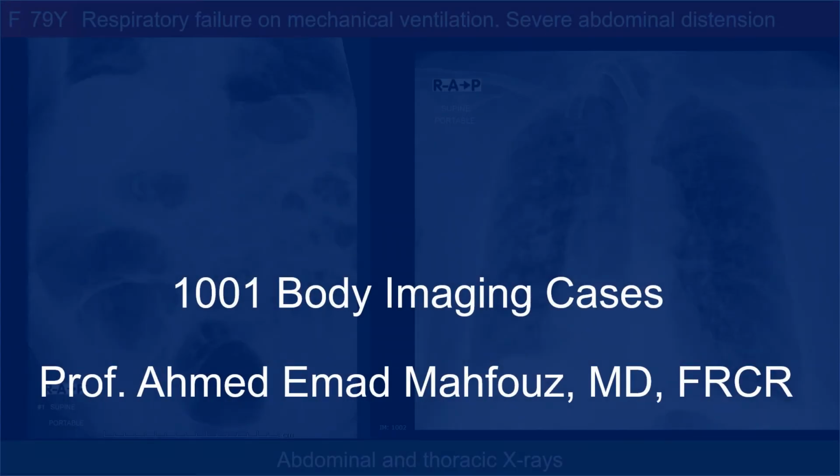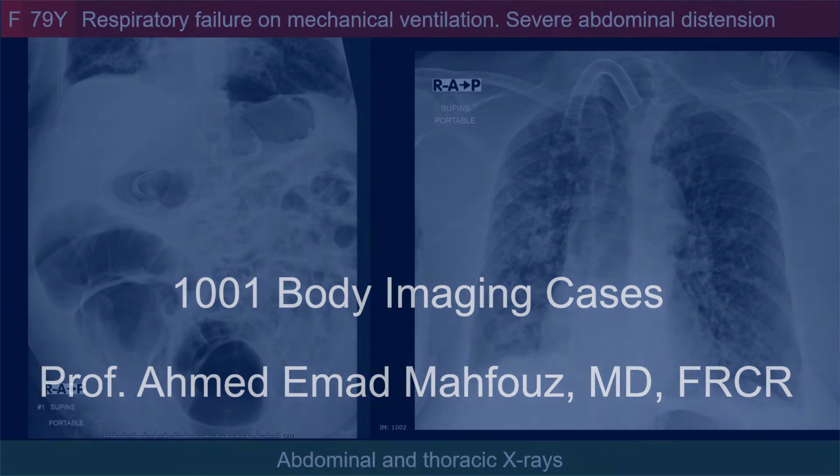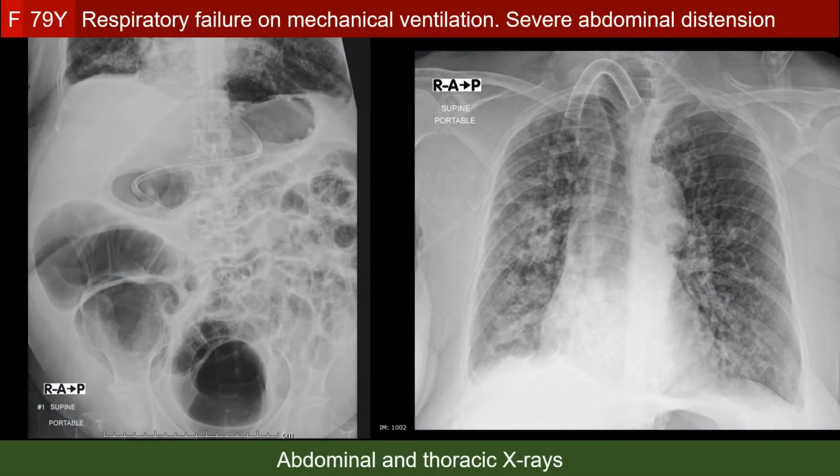Welcome to the body imaging cases. This is a case of an elderly lady with respiratory failure on mechanical ventilation. She had severe abdominal distension. The chest X-ray shows the opacities there to be distributed along the bronchovascular bundles. With close look at the opacities, we notice that there is bronchiectasis.